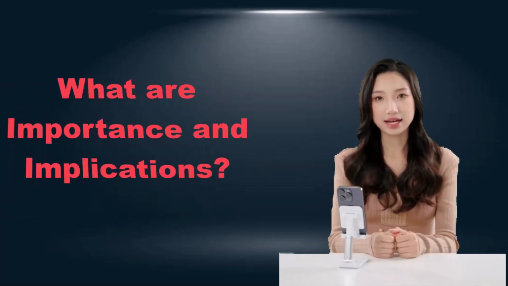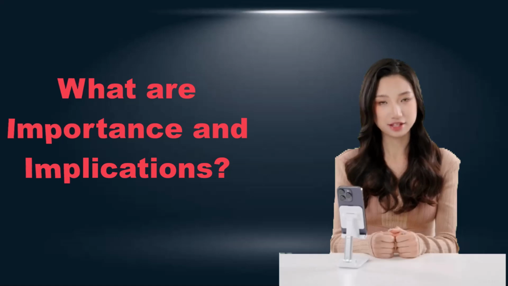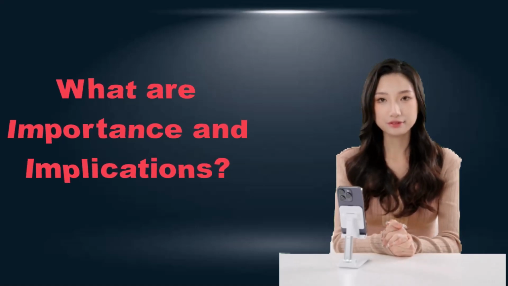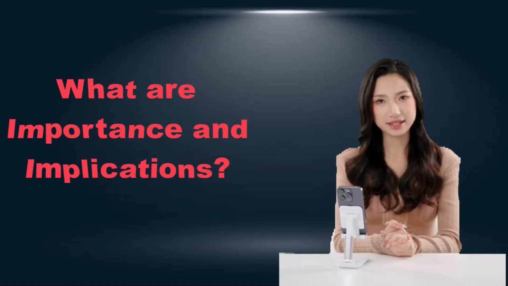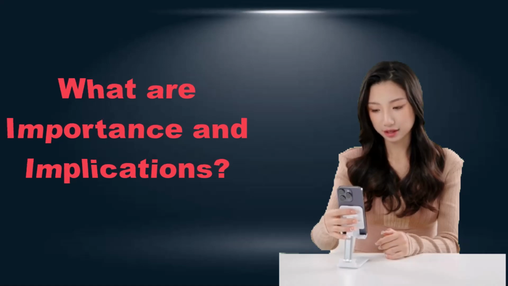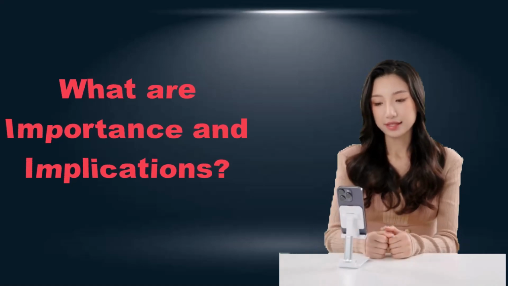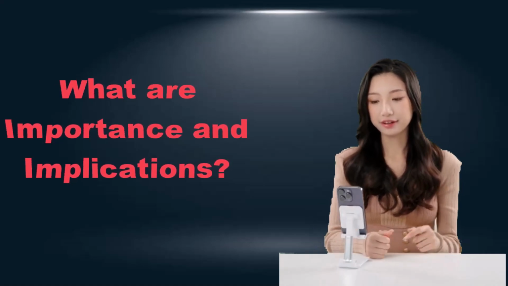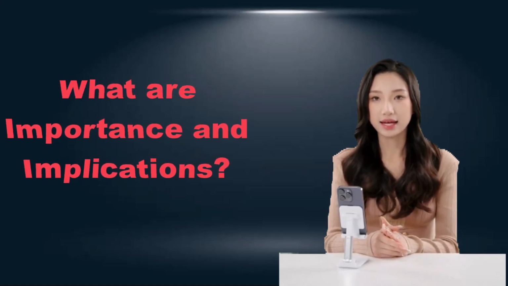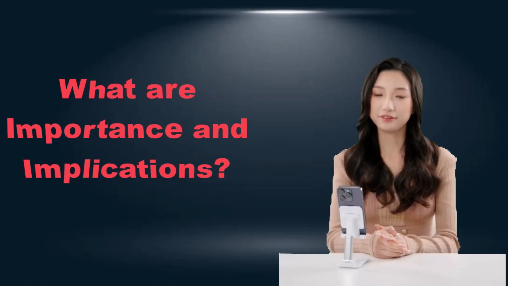Now, the question is, what are the importance and implications? This provision serves an important role in balancing justice and fairness. It ensures that people are not wrongfully punished for acts done under honest mistakes of fact. But, at the same time, it limits this defense by excluding mistakes of law. This encourages citizens to be aware of the law and not claim ignorance as an excuse.